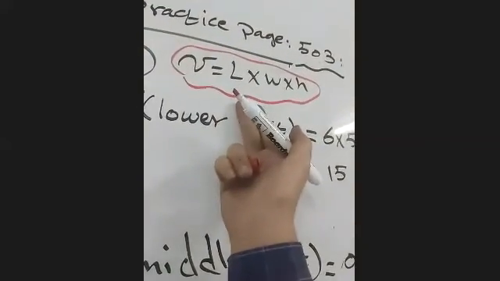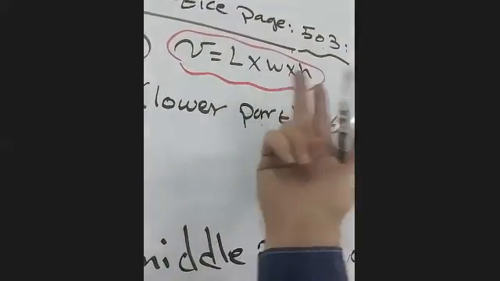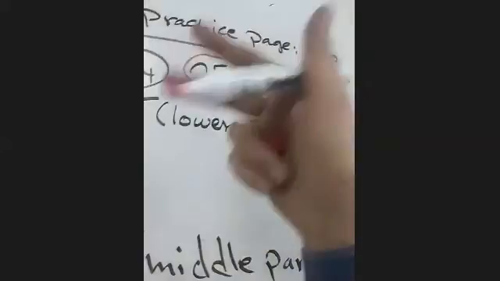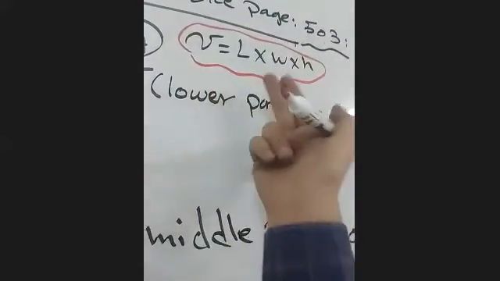Length multiply width multiply height. For the rectangular prism, use this, it's easier. We have the length, the width, and the height. Can you find the volume?